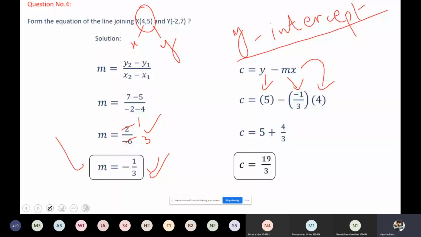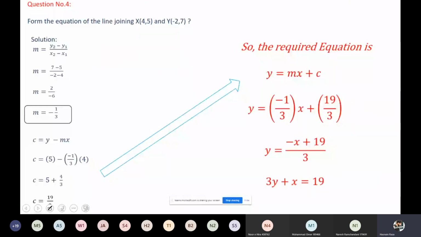Now we are taking the LCM. Okay. Upon 3. So we multiply by 3 करना पड़ेगा. So 3 fives are 15. 15 plus 4 whole upon 3 becomes 19 upon 3. So we have so far accomplished our 2 steps. Now let's see. This is the value of m. This is the value of c.